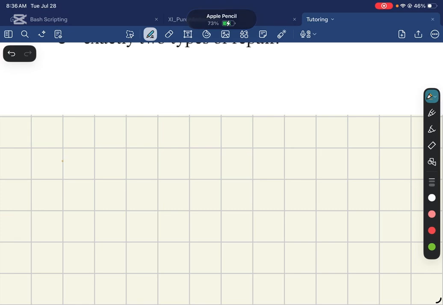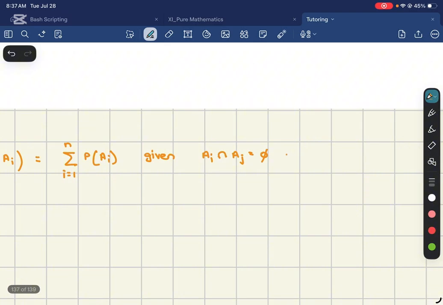Alright, so one way to express this is that the probability of the union of Ai for i equal to 1 up until n is equal to sigma, that means the summation, of i equal to 1 to n of P(Ai), given Ai intersect Aj is equal to an empty set for i not equal to j.